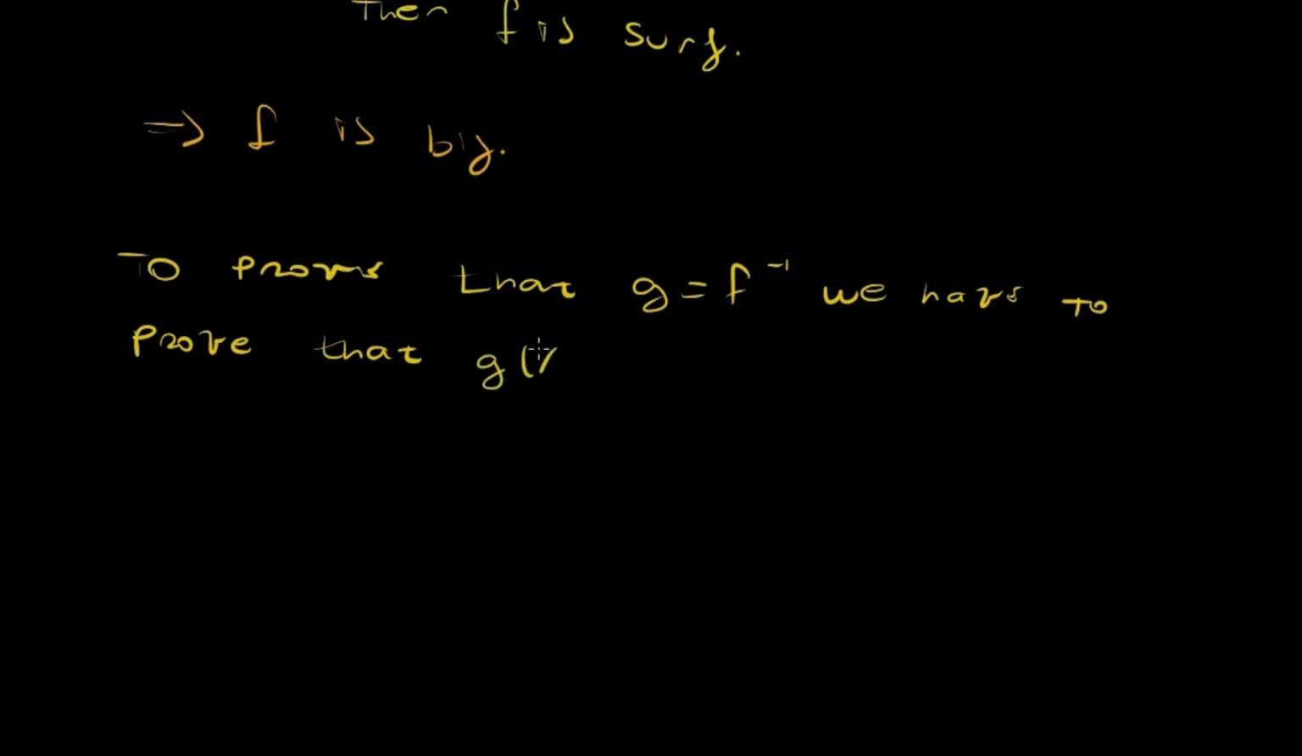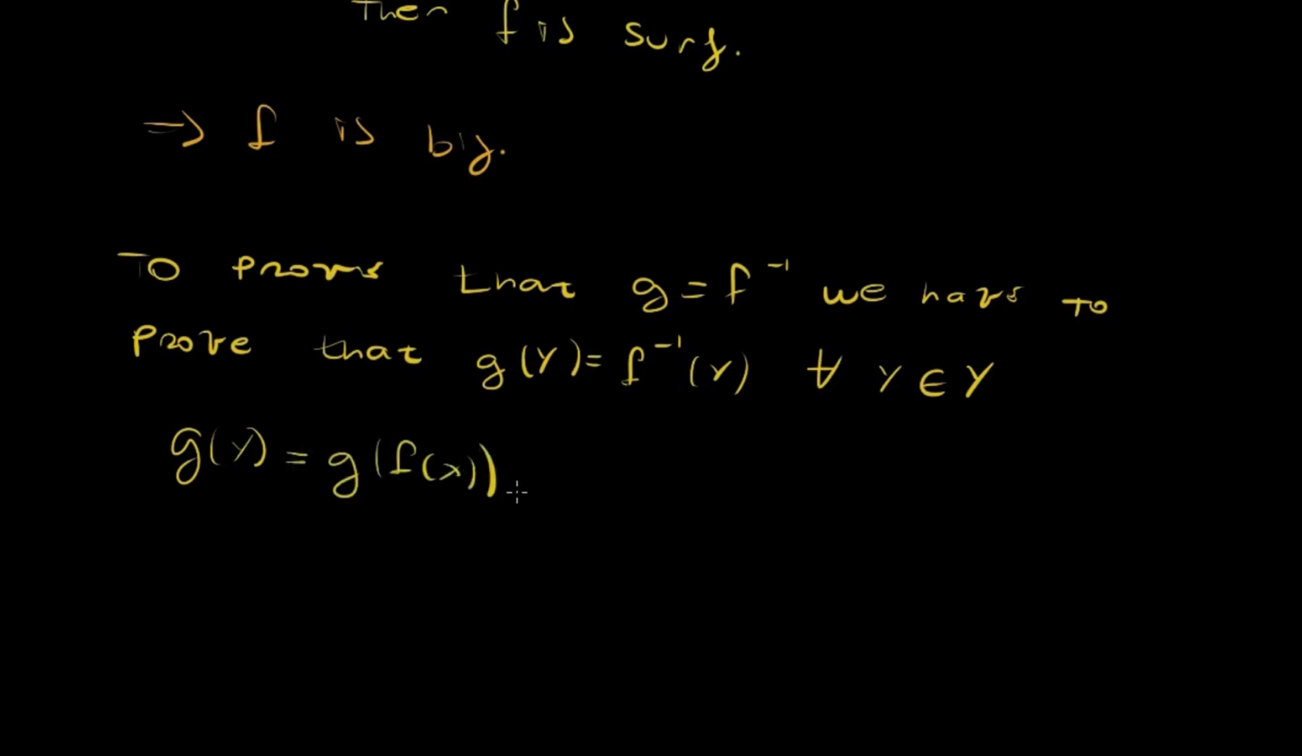that g of y equals f inverse of y. This is just the definition of when two functions are the same. It's when g of y equals f inverse of y for every y in Y. This is the definition we saw in the last video, so if you don't remember, I suggest you go back and look at it again. But what is g of y? Well, g of y equals g of f of x.